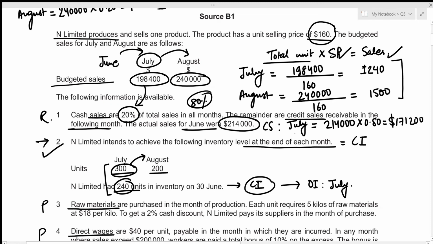Now we repeat the same process for the month of August. The credit sales received for the month of August is just going to be that for the credit sales made in the month of July, which is 80% of the total sales made in July. So that's 198,400 times 80%. Now this results in the credit sales amount received in the month of August for the credit sales made in the month of July to be 158,720. Now again, these are the amounts that we are receiving for credit sales, meaning that this should be recorded in the receipts section of the cash budget under the heading of credit sales. Let's do that.